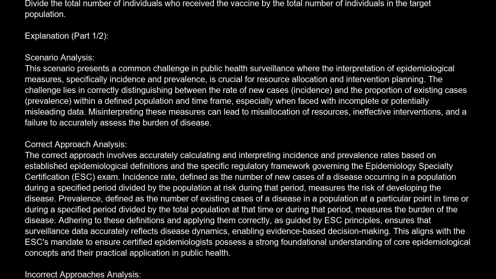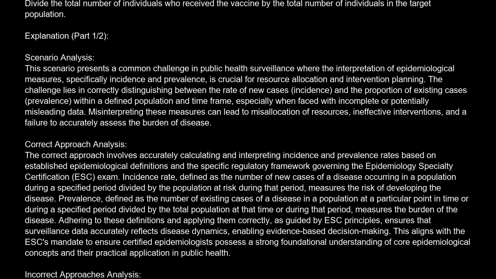incidence and prevalence, is crucial for resource allocation and intervention planning. The challenge lies in correctly distinguishing between the rate of new cases, incidence, and the proportion of existing cases, prevalence, within a defined population and time frame, especially when faced with incomplete or potentially misleading data. Misinterpreting these measures can lead to misallocation of resources, ineffective interventions, and a failure to accurately assess the burden of disease.